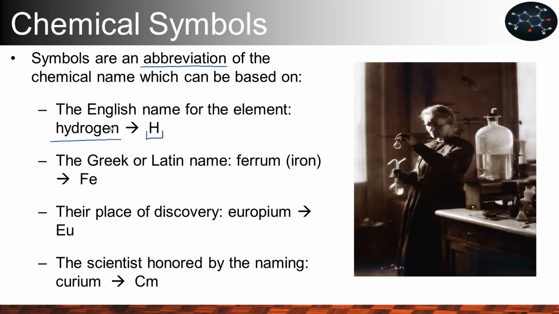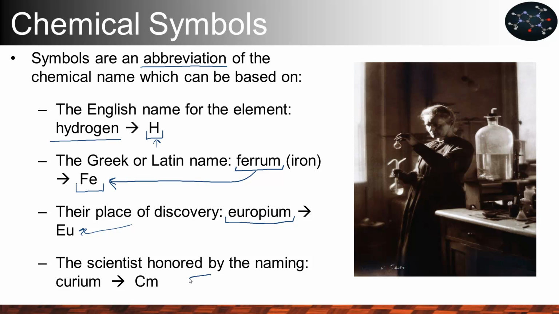For a lot of elements, nitrogen, oxygen, carbon, hydrogen, one letter that corresponds to the English name for the element works really nicely. For other elements, we sometimes see the Greek or Latin name go into the symbol. So ferrum, iron. Atoms of iron are designated with the symbol uppercase F, lowercase e, for ferrum. Sometimes we go by the place where that particular element was discovered. Like in Europe, we have europium, uppercase E, lowercase u.